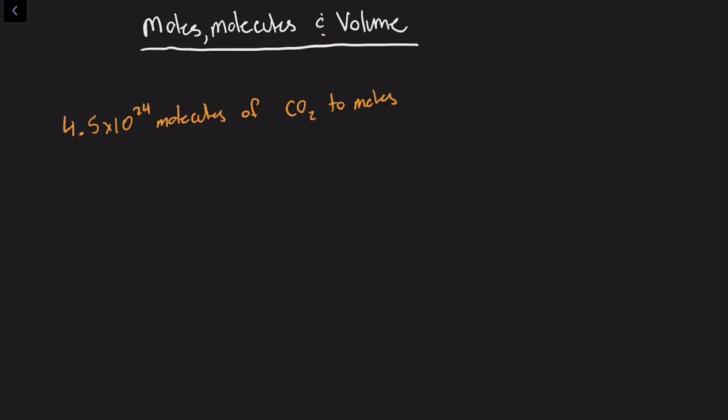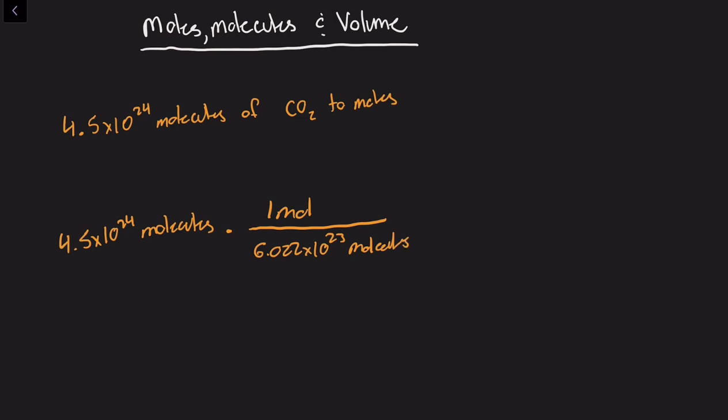Let's look at another example, this time going from molecules to moles. If we have 4.5 times 10 to the 23rd molecules of CO2, how many moles is this? Well, we're going to start with our term that we have, our 4.5 times 10 to the 23rd molecules, and multiply it by the same conversion factor, except now we have to flip it. We need to have our 1 mole on the top and our 6.022 times 10 to the 23rd molecules on the bottom, so that our molecules unit cancels out now.